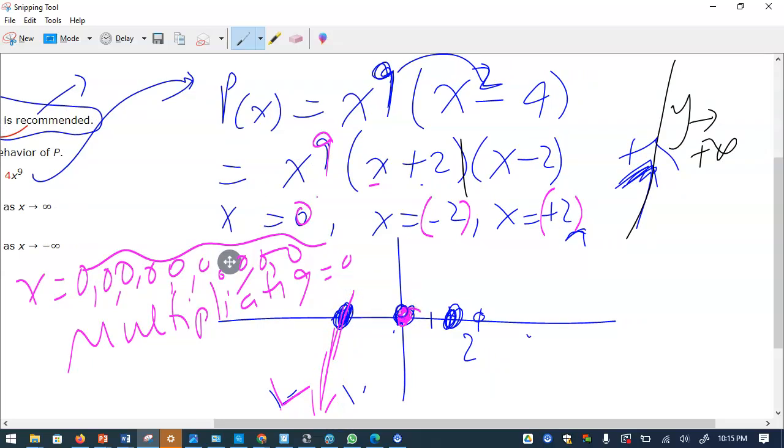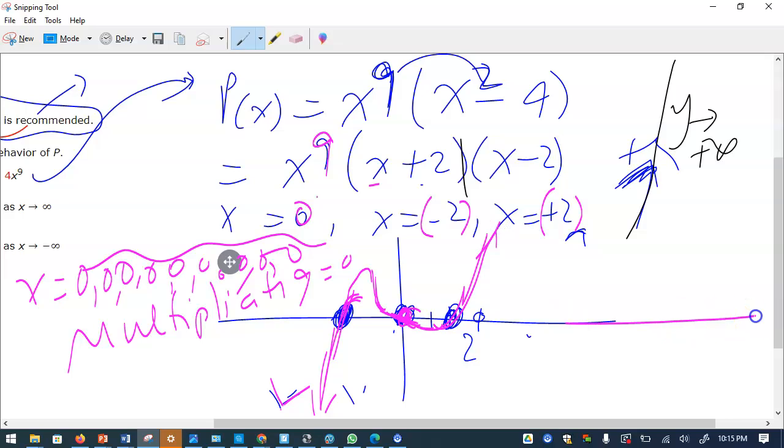It also crosses at the odd multiplicity, but it flattens. So look at this. It doesn't go straight this way, but it flattens, like it's going this way, and maybe something like that. So the graph is still not perfect. Let me try again. You go this way, and maybe here it's something like this, and then goes up.